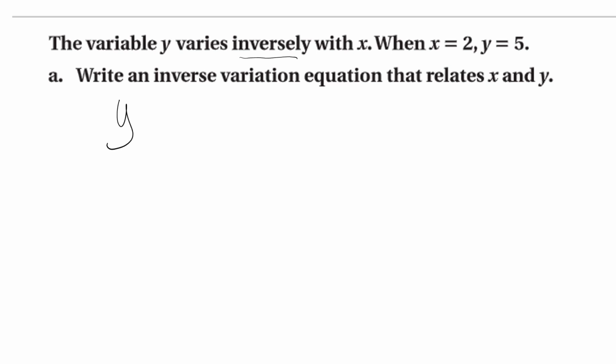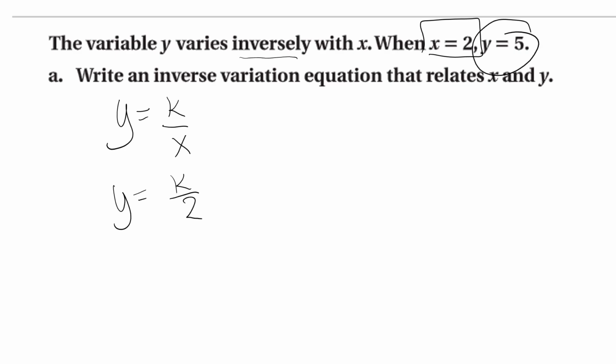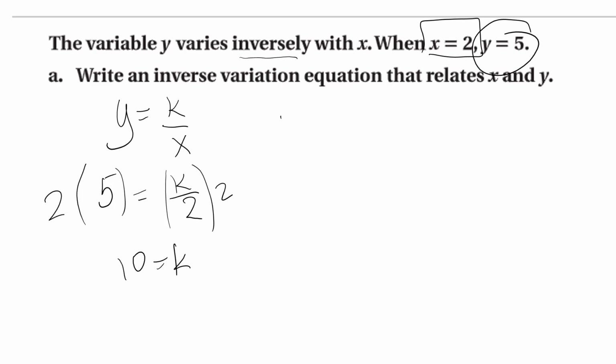Do the same thing, but this time I have an inverse variation. So now I'm looking at the equation y equals k over x. I'm going to plug in 2 for x and 5 for y. I'm going to solve for k, so I'm going to multiply both sides by 2. So k equals 10. So we have y equals 10 over x. Now this is going to give me that curved situation.